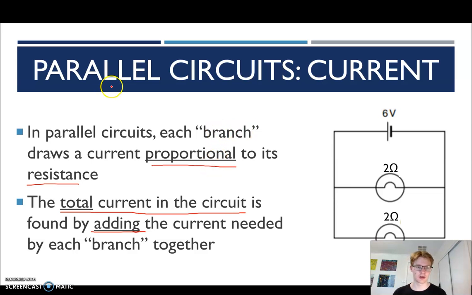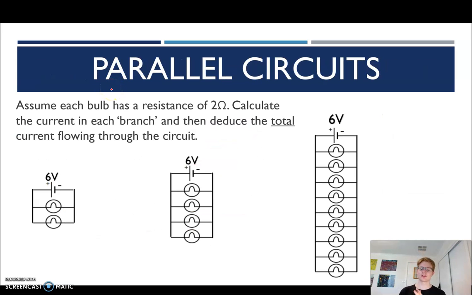All right. That's a little bit more confusing than splitting voltage in a series circuit, but have a go here at answering these questions. Assuming that each of these bulbs has a resistance of 2 ohms, every single bulb here, calculate the current in each of these branches, and then deduce the total current flowing through the circuit. So assuming this is an ammeter up here, what is the current going to read at that ammeter? So I'm going to pause the video, and I want you to figure out the answers.